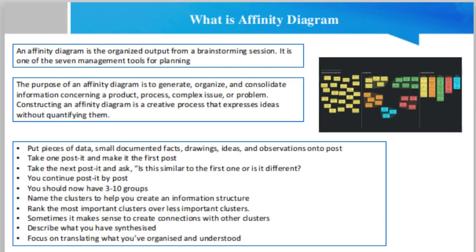So it's time to talk about the best elements of those clusters. Name the clusters to help you create an information structure and discover themes. Rank the most important clusters over less important clusters. Be aware which values, motives, and priorities you use as a foundation before you start ranking. Is this your users' priorities, your company's, the market's, the stakeholder's, or your own? Which one should you put most emphasis on?